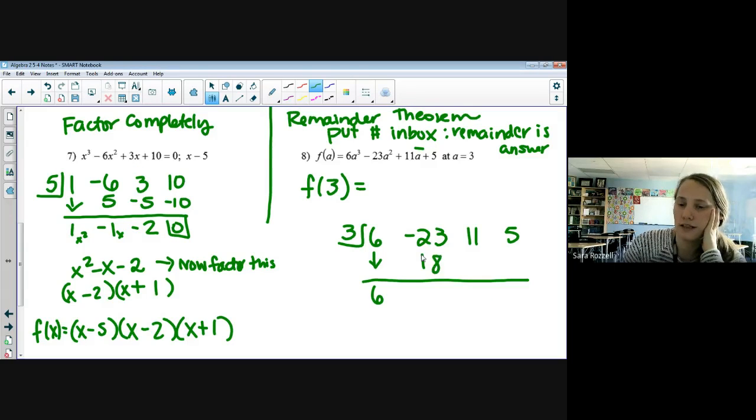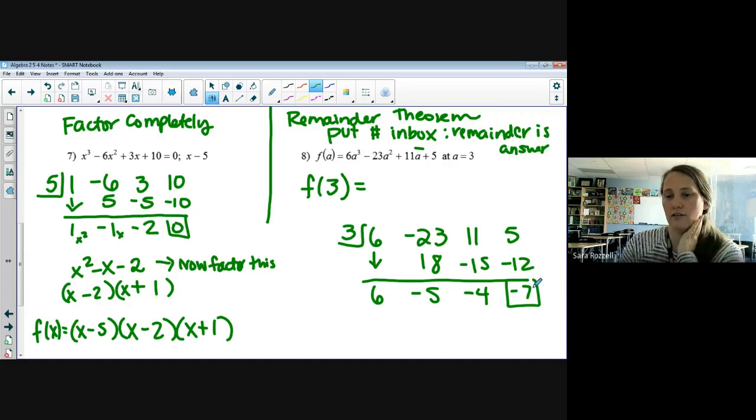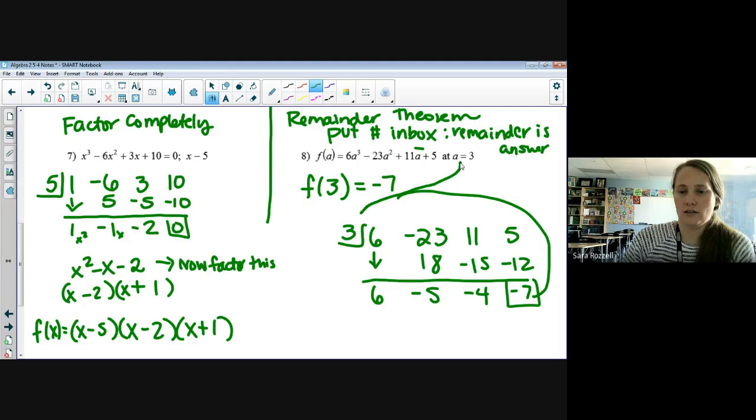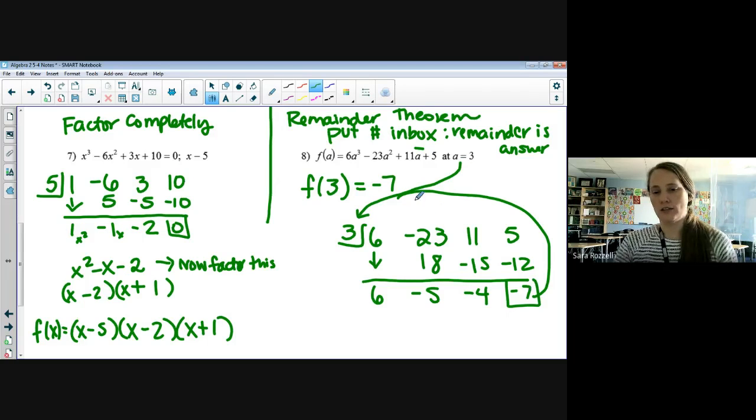Drop the 6. That's 18. That's -5, -15, -4, -12, -7. -7 would go here. If you plugged in 3 for all of those variables and put that in the calculator, you would get -7 for your answer. So you could do that, or you could use this technique where you just put that in the box, don't change the sign, and your answer is going to be whatever your remainder was.